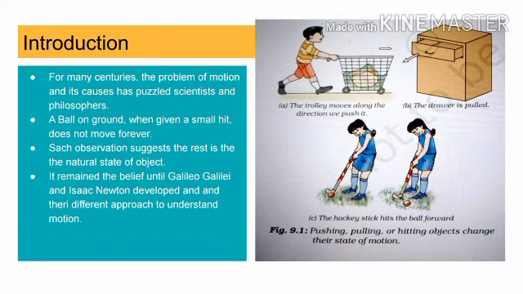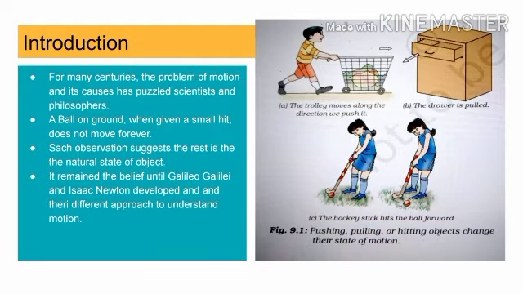Introduction. For many centuries the problem of motion and its causes has puzzled scientists and philosophers. A ball on the ground, when given a small hit, does not move forever. Such observations suggest that rest is the natural state of an object. It remained the belief until Galileo Galilei and Isaac Newton developed a different approach to understand motion.